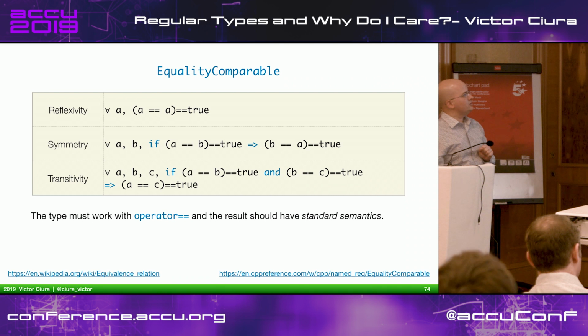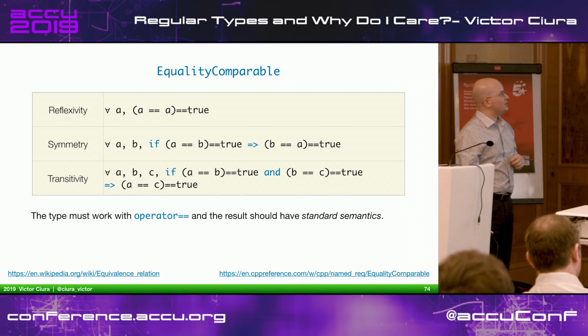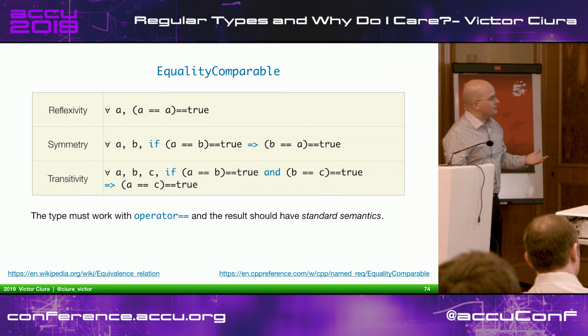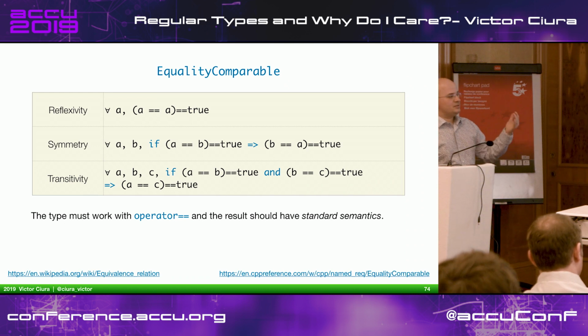Then if we go to equality comparable, we have to think about reflexivity. Is A equal to A? Yes. Symmetry. If A is equal to B, B is equal to A. Sometimes people overlook that.